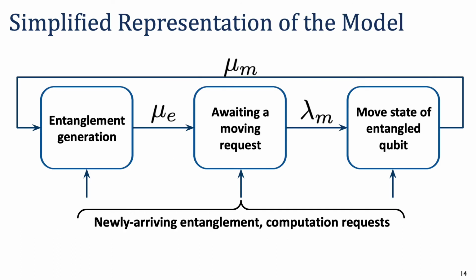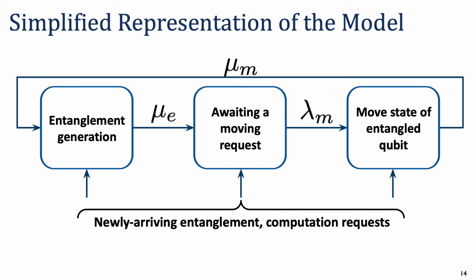Here is a simplified representation of the model. As long as there is an outstanding entanglement request, the system will attempt to produce it. Upon success, which occurs with rate μe, the system waits until an application issues a state transfer request. These requests arrive with rate λm, and upon arrival, the state of the entangled qubit will be transferred to a different memory location, freeing up the communication qubit to be used in further entanglement generation attempts. The actual state transfer completes with rate μm.